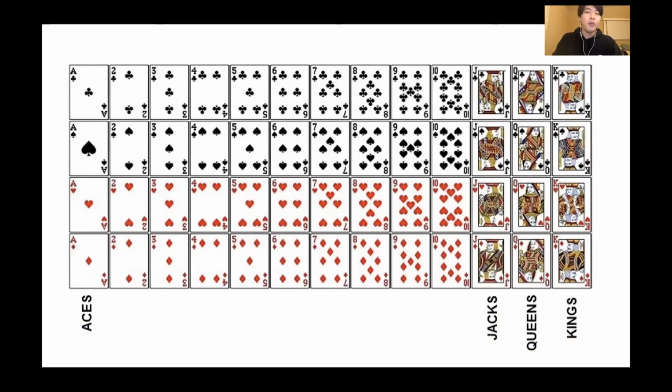Basically, we have four different suits. We have clubs, spades, hearts, and diamonds, and as you can see, these two suits are black and these two are red. So that means half of the cards are black and half of the cards are red. For each suit, you have different types of cards. We have ace, and we have numerical values from 2 to 10. And at the end we have Jack, Queen, King. We call these face cards.